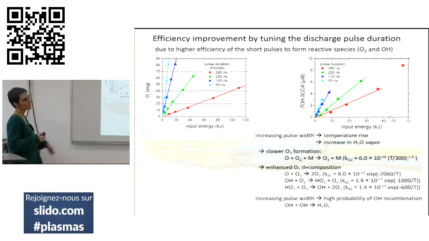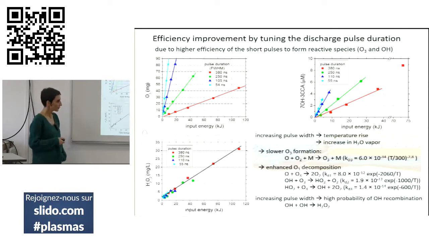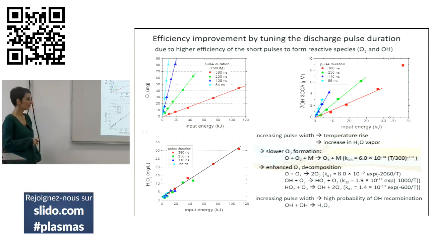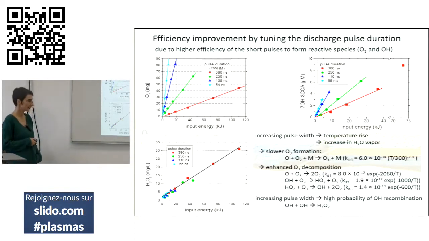We believe that this is due to recombination of OH radicals to form hydrogen peroxide. In case of long pulses, the concentration of OH is higher, so the probability for this reaction to happen increases as well. And as a proof, we have also the results on hydrogen peroxide, which don't depend at all on the pulse duration. They depend only on the input energy. And by dividing this data, we can indeed show that there is a larger proportion of OH radicals that recombine to form hydrogen peroxide in case of long discharge pulses.